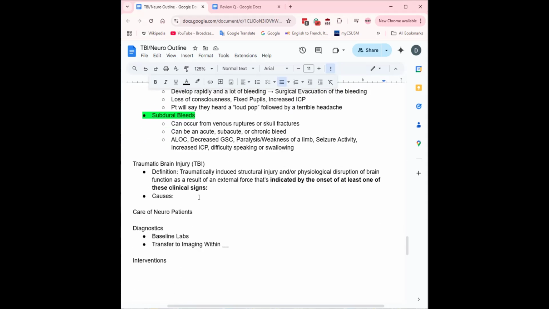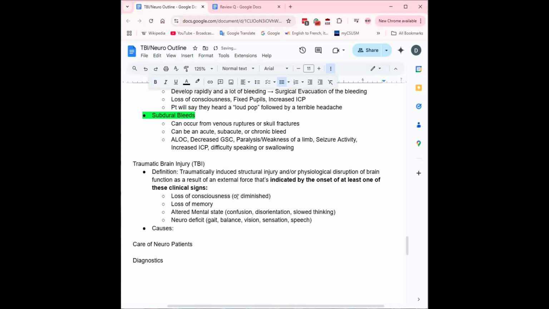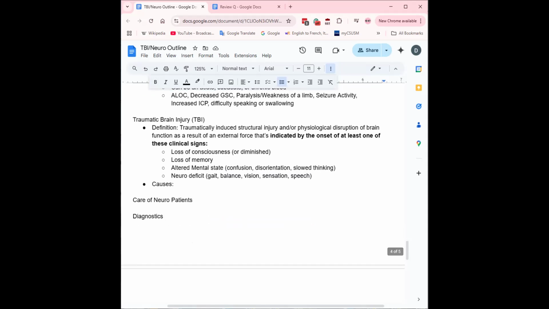Okay, so moving on to TBI. The definition of TBI is a traumatically induced injury. And it comes with some symptoms that we talked a lot about, so I won't reinstate, but you guys already know what it means to be neurologically altered or affected. So loss of memory, loss of consciousness, altered mental status, changes in your neuro, kind of similar to what you get when you have a stroke, because the point of the stroke is that you're cutting off blood flow. So similar idea, that damage leads to the brain not working properly.